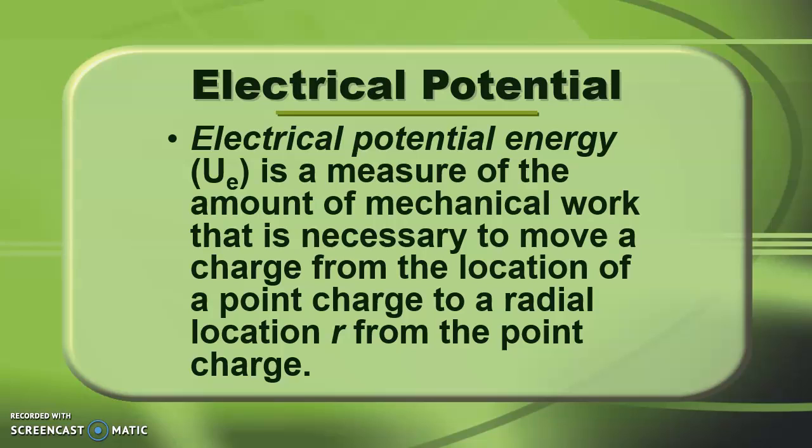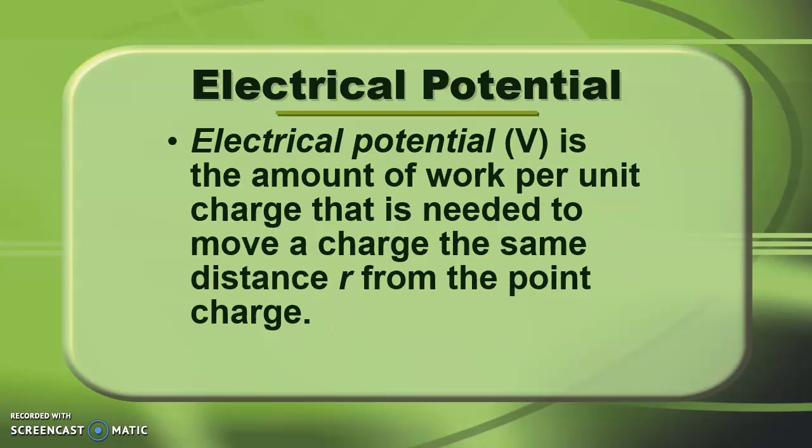Similarly, a positive charge pushed near another positively charged object has potential energy with respect to the electrostatic force, since it will be repelled and moved away if allowed. So electrical potential energy, or capital U sub E, is a measure of the amount of mechanical work that is necessary to move a charge from the location of a point charge to a radial location r from the point charge.